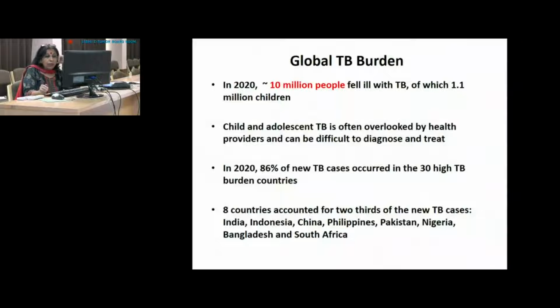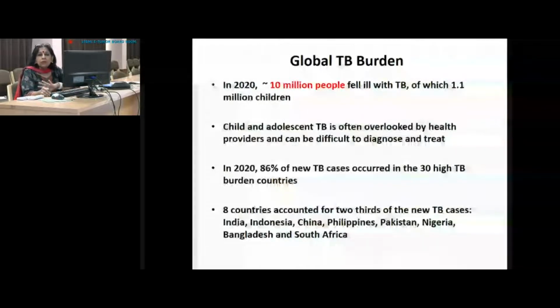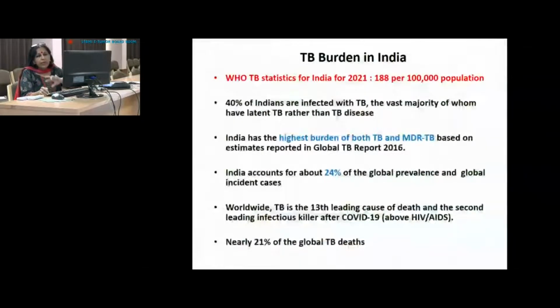86% of these 10 million cases had actually come up in the 30 high TB burden countries in the world. So the rest of the countries had just 14%, and 86% had come from these high TB burden countries. Out of these 30 high TB burden countries, there are 8 countries which account for 2/3 of the new TB cases. Out of this, India is the leading one. It's the number one. So in India, in 2021, the World TB statistics showed that 188 people per 1 lakh population fall sick with TB.